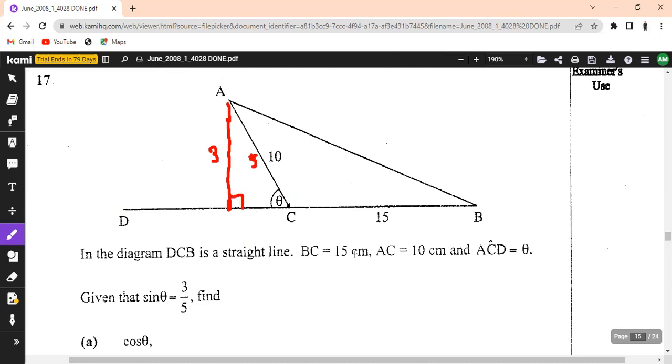So if this is 10, it means this is 6, because as you can see, this is 5, but on the diagram it is 10. So it means this is 3 times 2, because you just multiplied 5 times 2 to get 10. So 3 times 2 is going to be 6. So this side is going to be indicated by 6. All right, so that was the triangle.